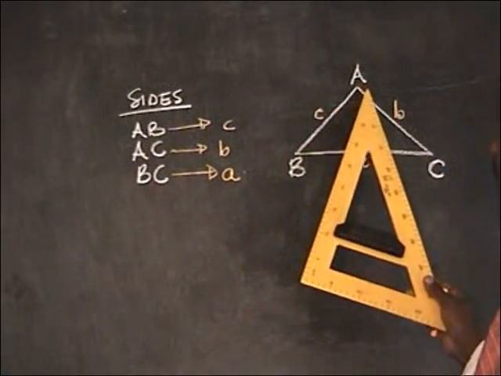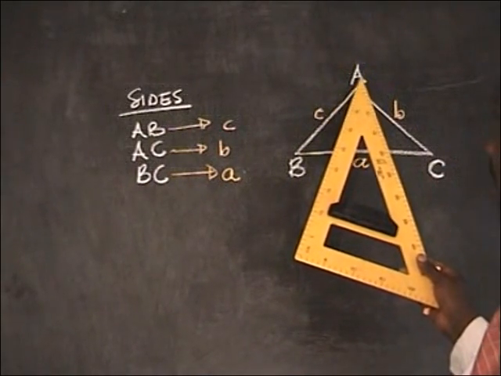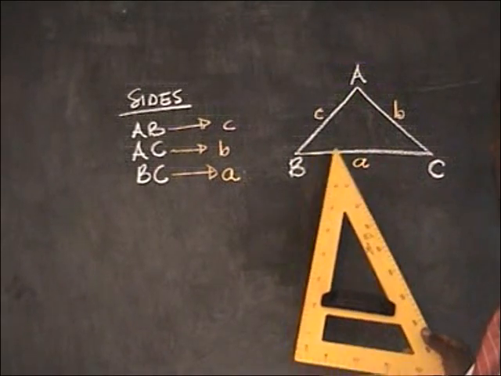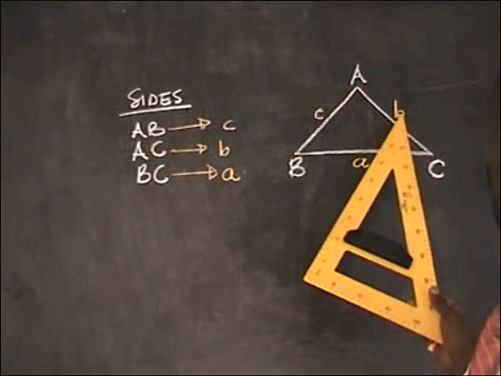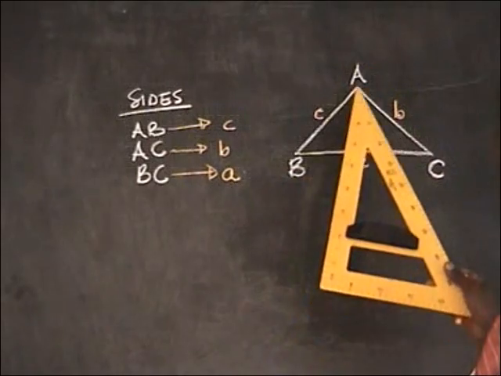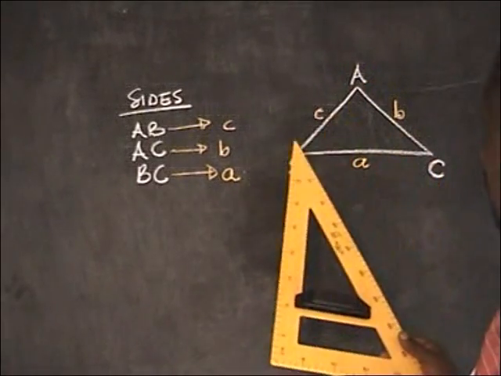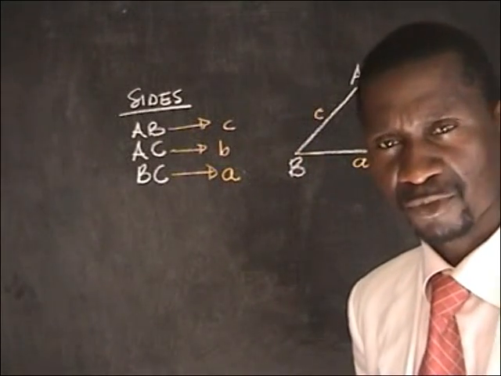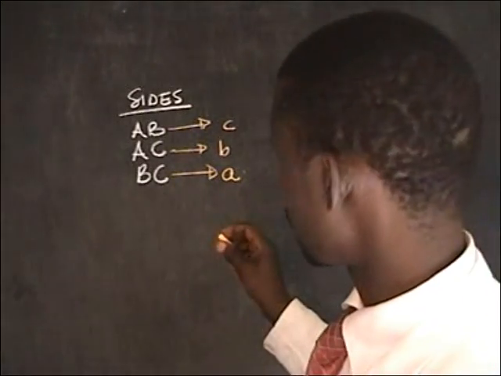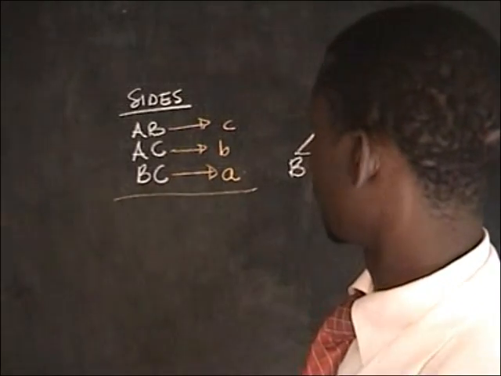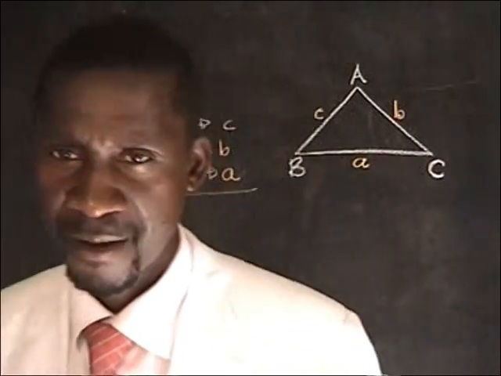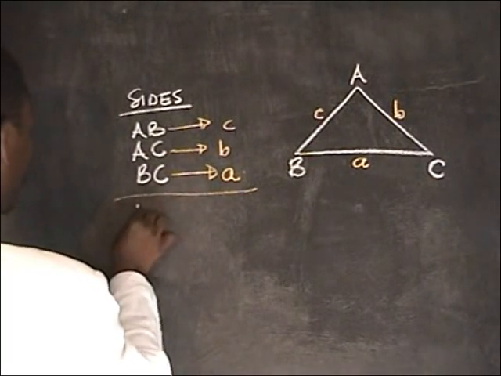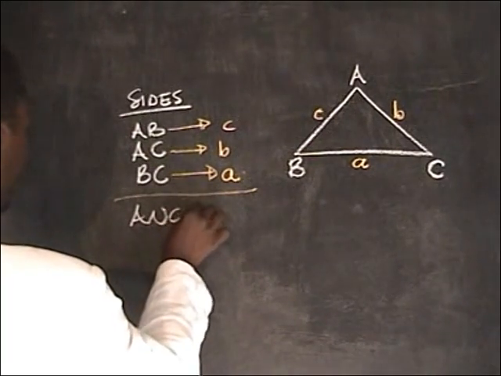Mind you, if this is angle A, a side BC lies opposite to this angle A, and a side AC lies opposite to this angle B, whereas a side AB lies opposite to angle C, like that. I'm sure that is understood. That is how the sides are named. Now after that, it can be important also to name the angles.